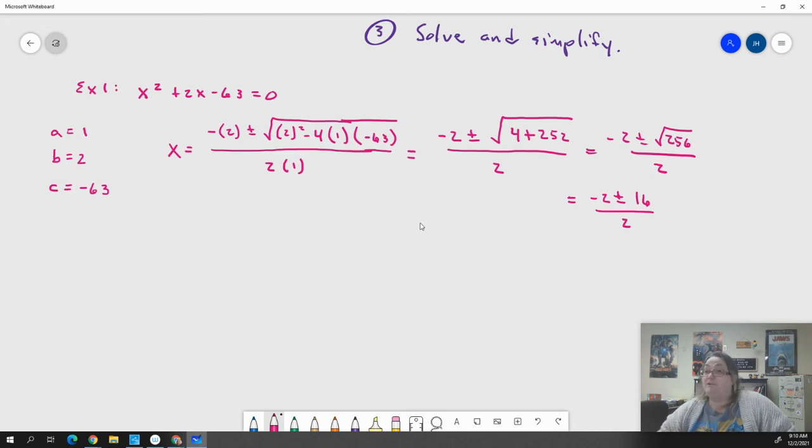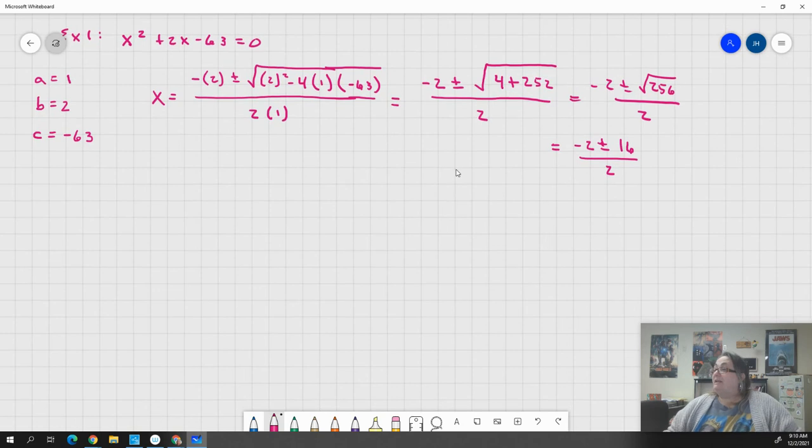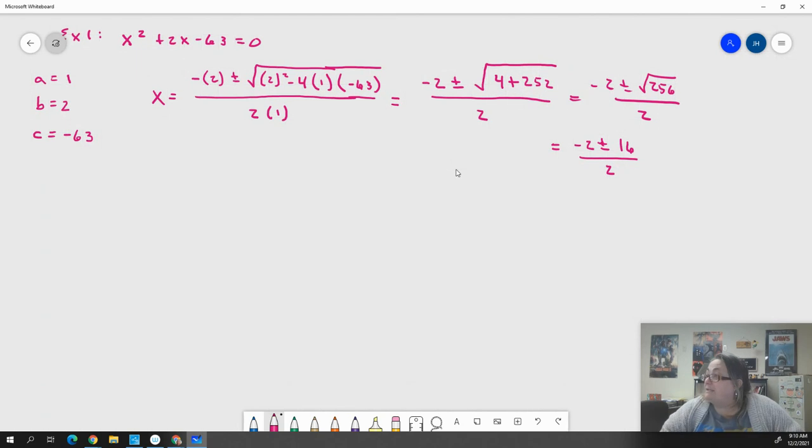over 2. Will it always break down nicely like that? No. So when I look at this, I want to look at it as the 2 separate answers, right? It's -2 plus 16 over 2, and it is also -2 minus 16 over 2. That's what that plus or minus means, right?